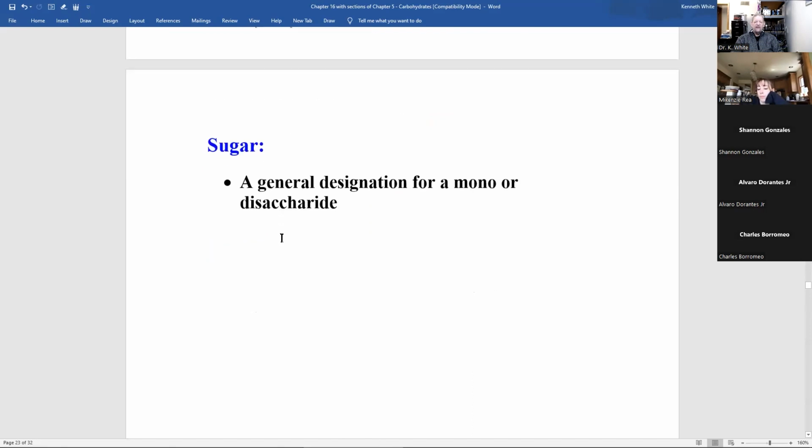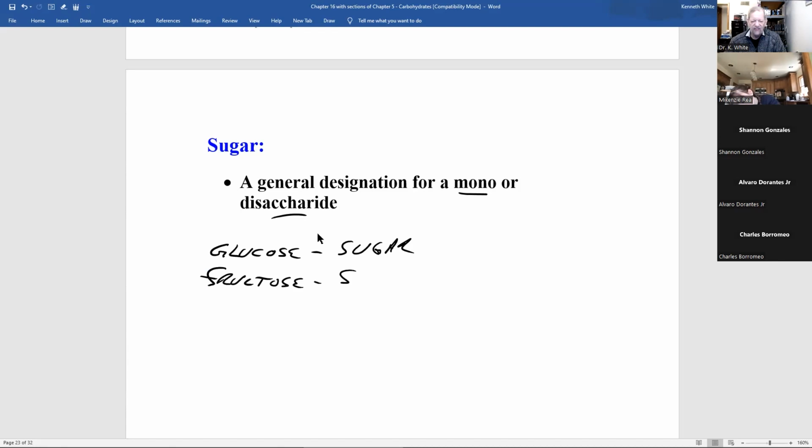All right. Now, click is on, switch is on, click. Sugar, you've heard that all the time. What is a sugar? It's a designation for a mono or disaccharide. So if we talk about glucose, that's called a sugar. If we talk about fructose, that's a sugar.